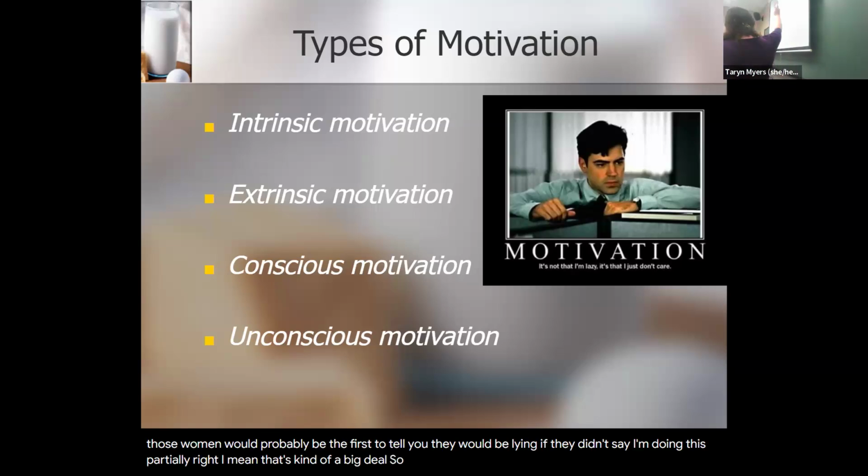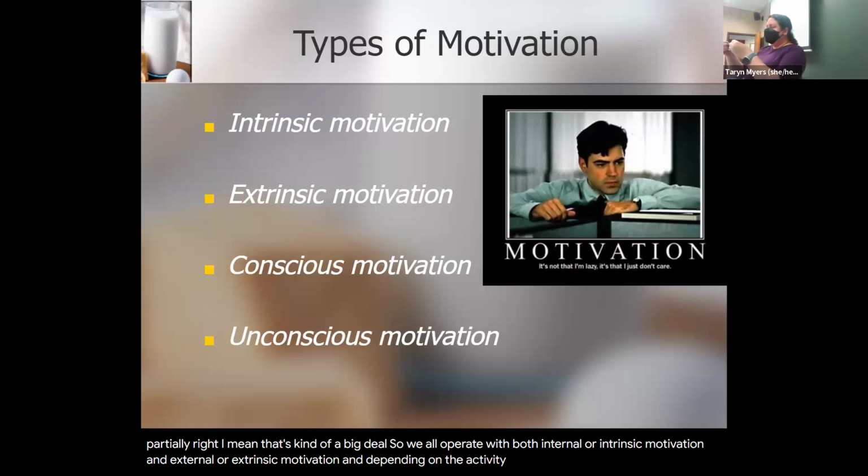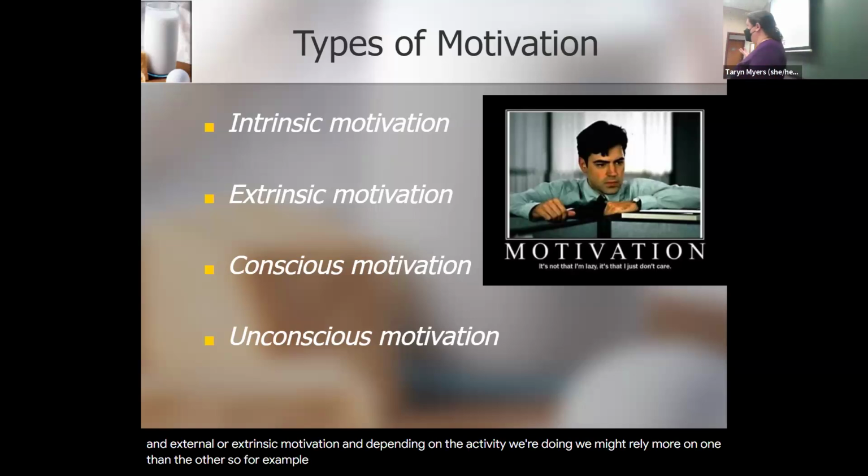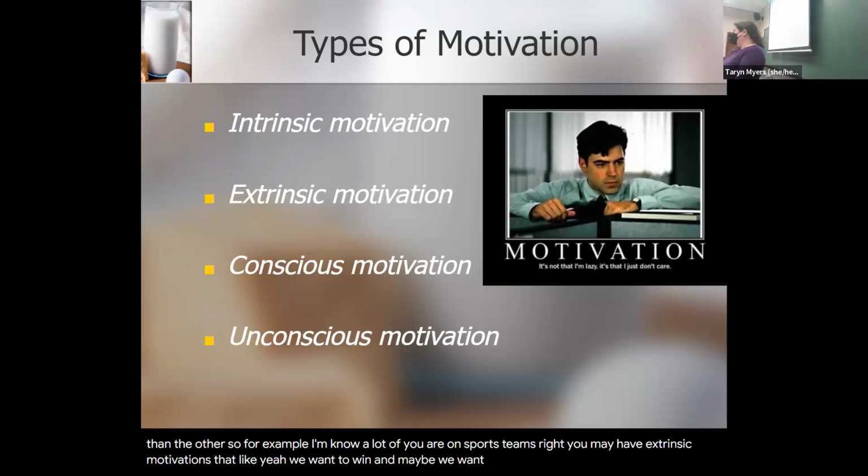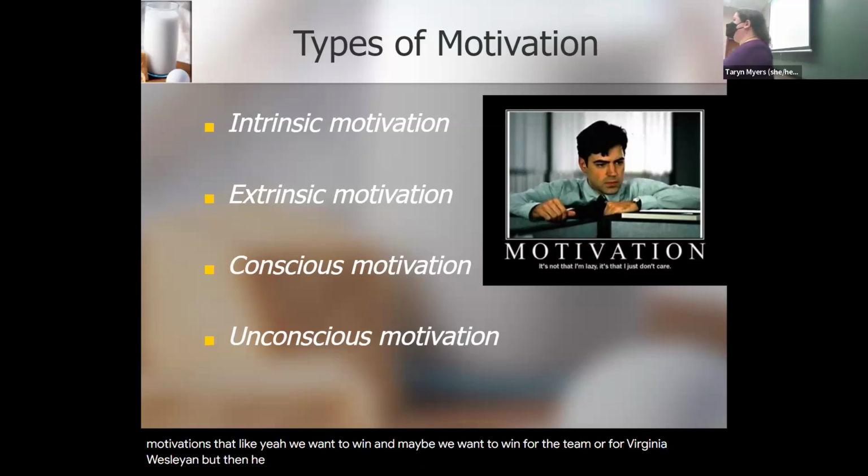So we all operate with both internal or intrinsic motivation and external or extrinsic motivation. And depending on the activity we're doing, we might rely more on one than the other. So for example, I know a lot of you are on sports teams, right? You may have extrinsic motivations that yeah, we want to win and maybe we want to win for the team or for Virginia Wesleyan. But then you probably also have intrinsic motivations of I just love doing this, right?